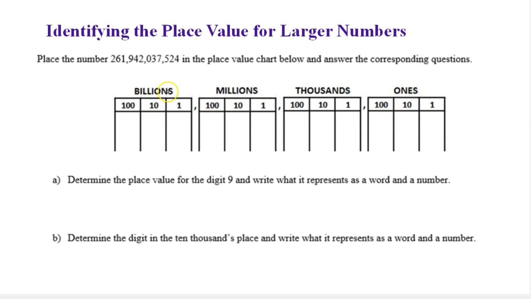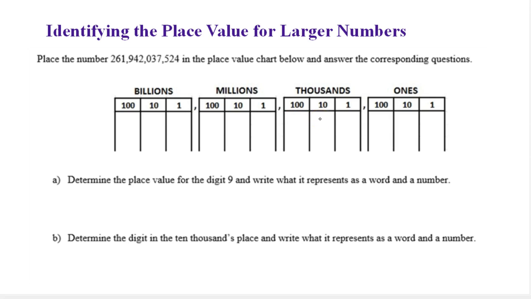So notice now we have billions, millions, thousands, and ones. Each of these are grouped into ones, tens, and hundreds. So 10 tens is 100, 10 100s is 1,000, 10 1,000s is 10,000, 10 10,000s is 100,000. So basically, when you get to 10 of any quantity, you're going to think of that as one of the next largest place value. Each place value is 10 times as large as the place value to its right.